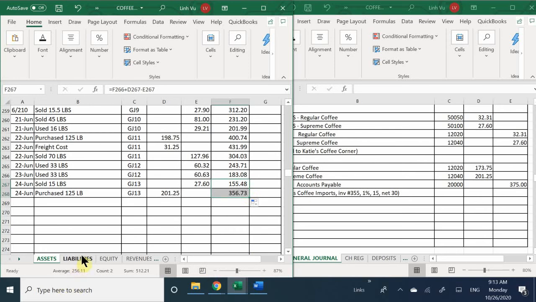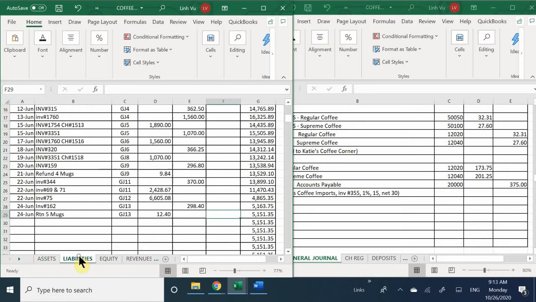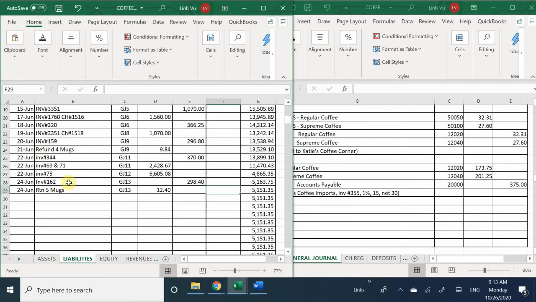Then after that, this accounts payable, liabilities. It's 375. Debit or credit? Credit for 375, making it 552,635. Good. I'm going to help you out filling out the rest. And it's a subsidiary ledger.